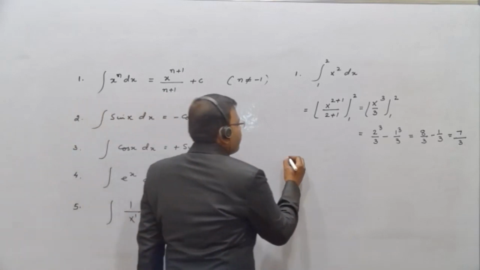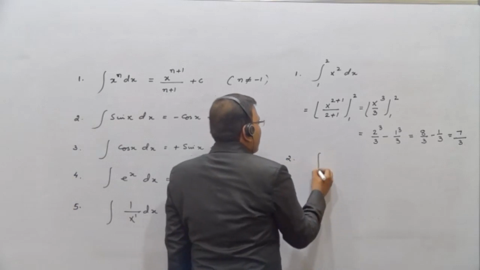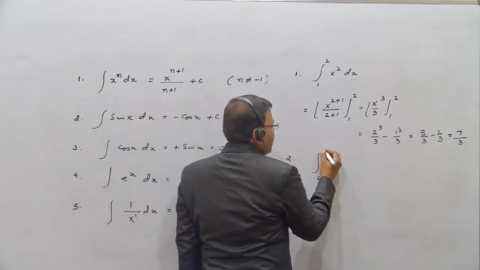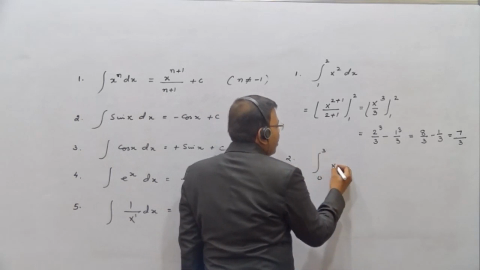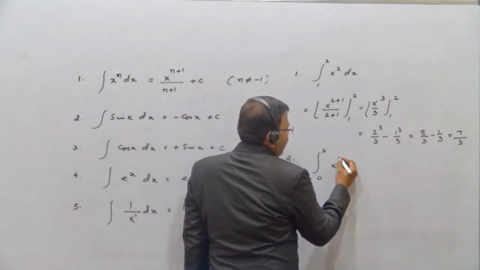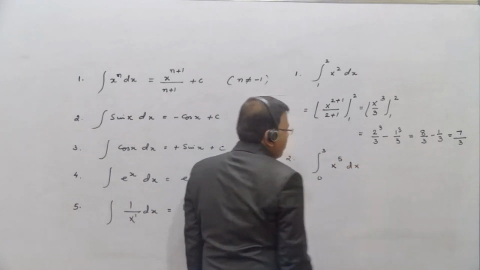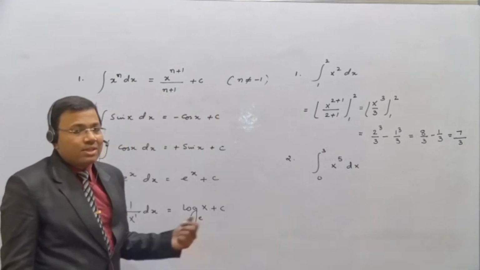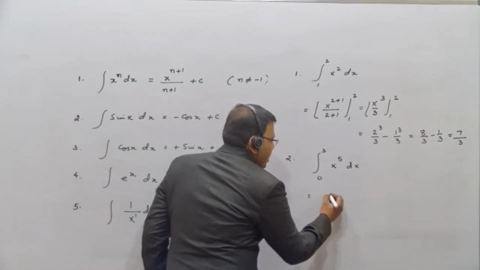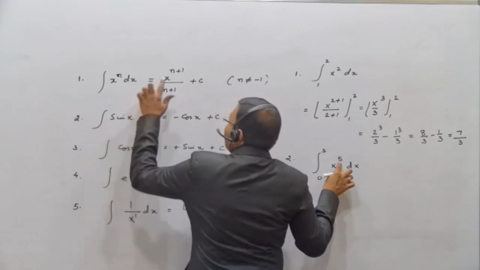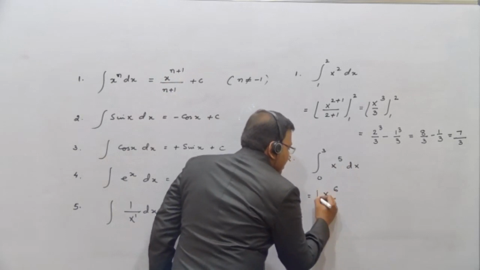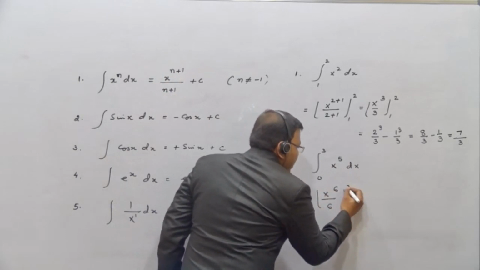Let us go for the second one. Integration from 0 to 3, you can consider any value, and here I am going to take x power 5. I'm just framing the question. If I get this type of question, first I have to integrate this. How to integrate? x power 5 means 5 plus 1 by 5 plus 1, so directly I am writing x power 6 by 6. Here the lower limit is 0 and the upper limit is 3.